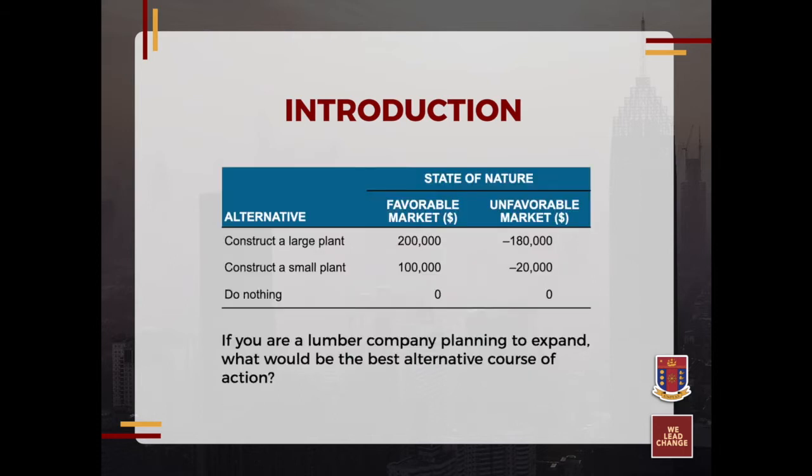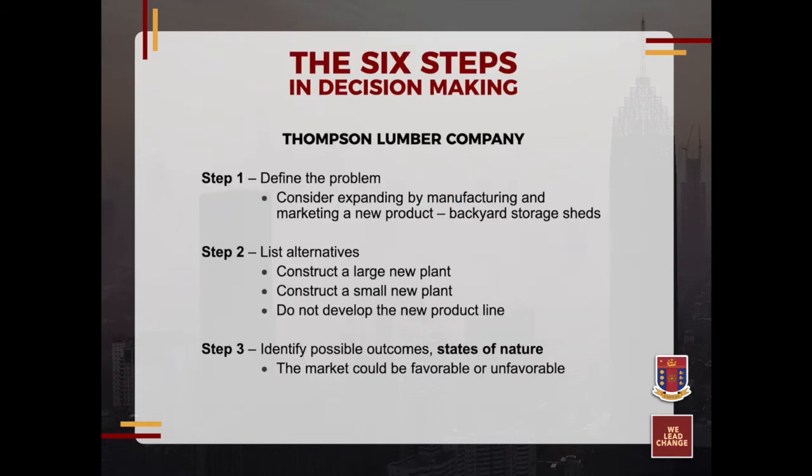So for example, if you're a lumber company planning to expand, what would be the best alternative course of action? So let us say your alternatives are to construct a large plant, construct a small plant, or do nothing. So let us find out what are the different methods that we can use. So there are 6 steps in decision making.